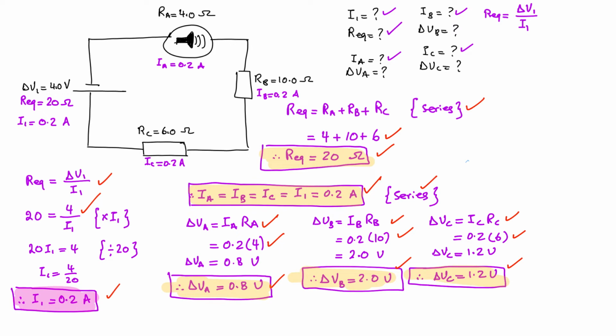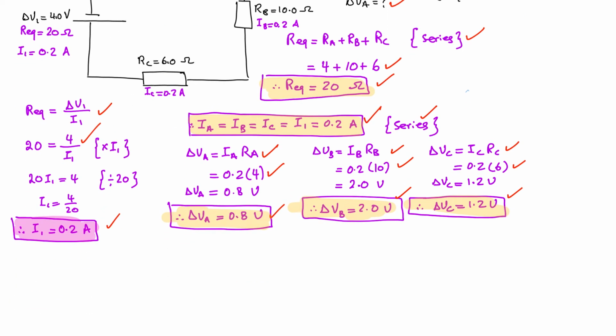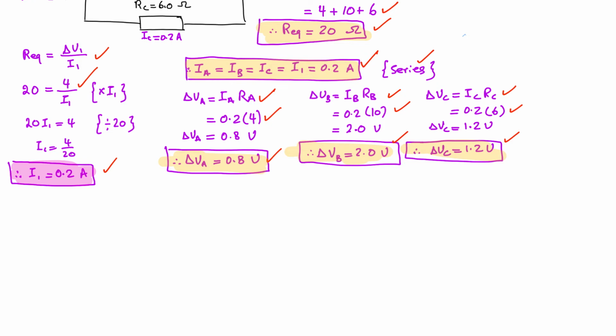And now I have found my V_A, or potential difference across A, potential difference across B, and potential difference across C. The last thing that I'm asked to do for this question is to find the power across the speaker. The speaker is this one over here that's connected to resistor A. So the power of A is going to equal the current across A multiplied by the potential difference across A. So I'm just going to do that here.